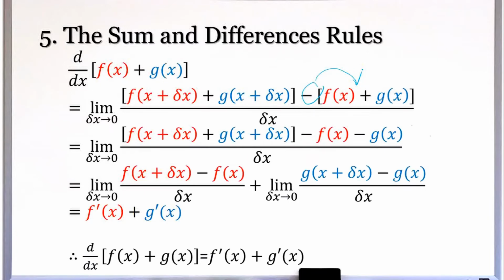So we can say that the sum or sometimes differences of two differentiable functions is differentiable and is the sum or differences of their derivatives. And this is our sum and differences rule. Okay, the next rule is the chain rule.